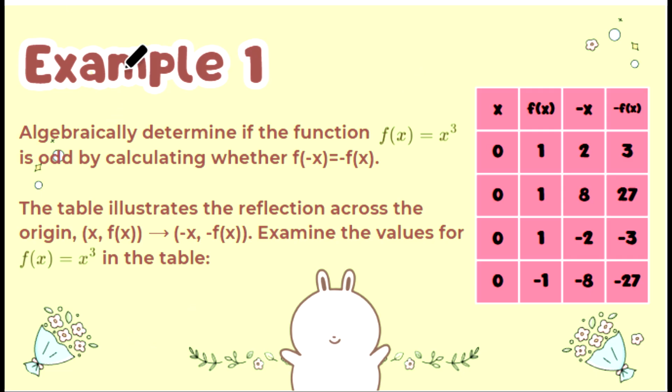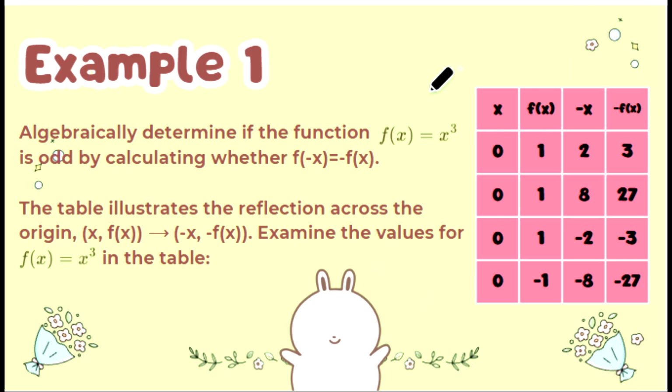Remember, we did a lesson about reflecting about the origin, and both numbers change their sign. Examine the values for f of x equals x cubed in the table. So when our x value is 0, our first f of x value, our positive one, is 1. When x is negative, okay, and it's a 2, then our f of negative x becomes a 3.